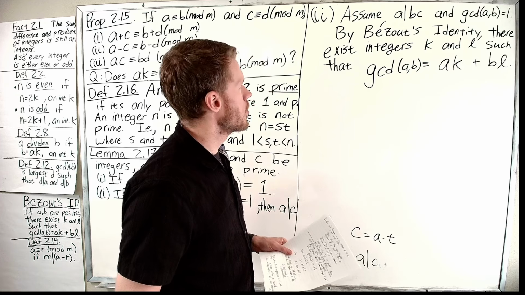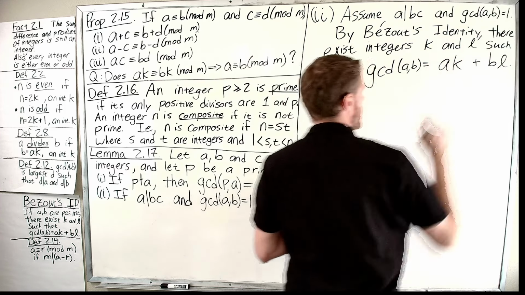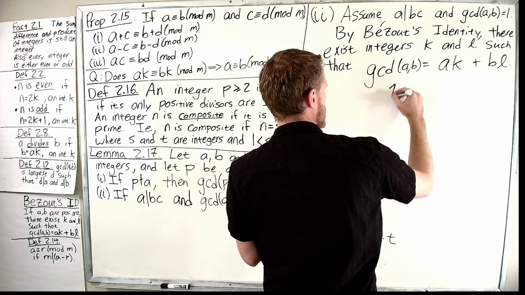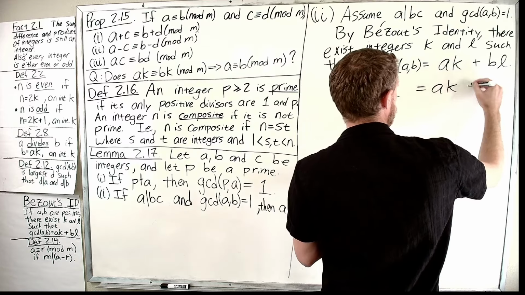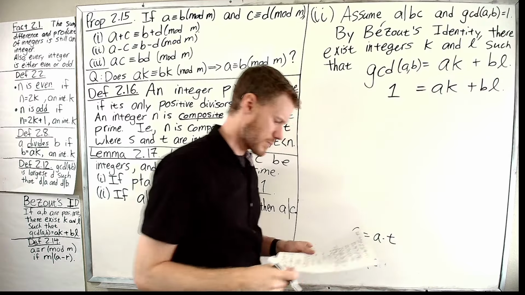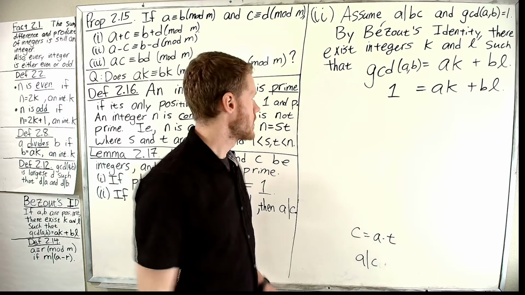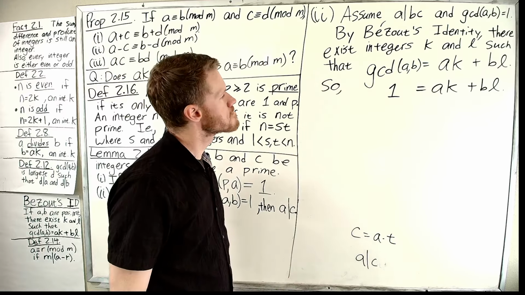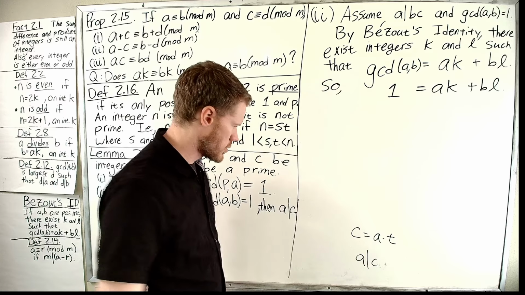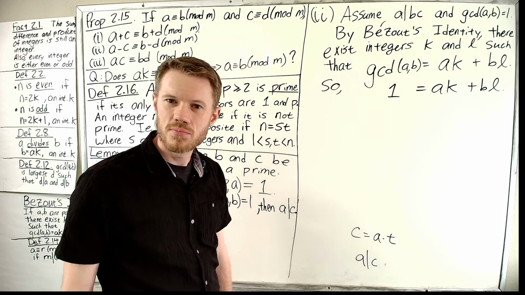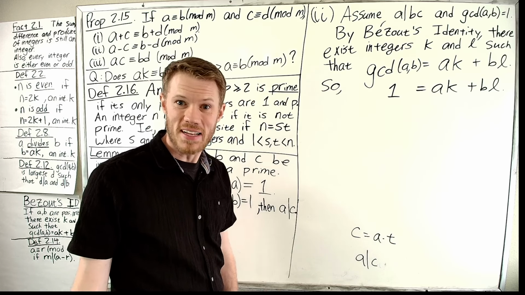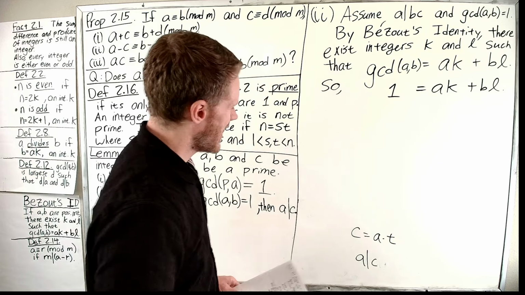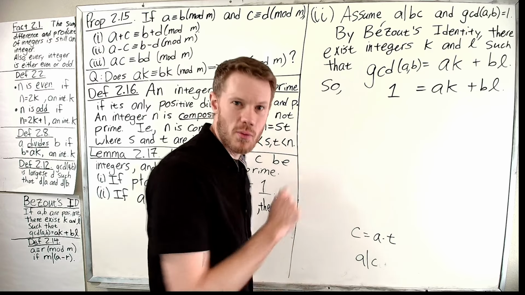Okay, now, we've assumed something about the GCD of A and B. It's equal to 1. So this is the same thing as saying 1 equals AK plus BL. Are we closer to our goal, C equaling A times t? Well, we have an equation. That's good, it's a start. We have an equal sign. We want a C on the left. Do you see a way to get a C on the left?